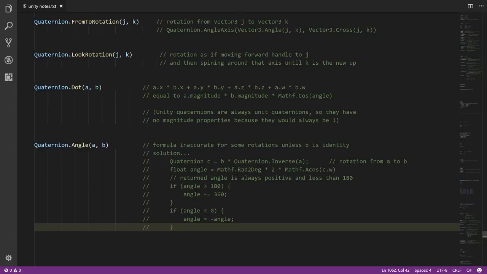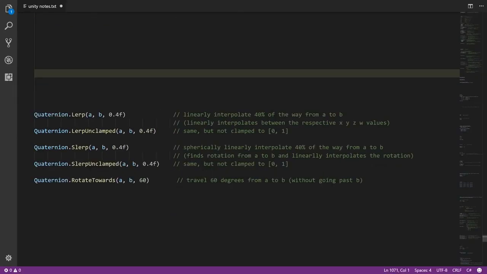So all this boils down to is really just the w of c. So this is just c dot w. And we get the arc cosine of that. And for reasons I don't understand, you multiply it by 2, and that gets you a value which is in radians, but we want degrees, so we multiply it by the constant rad to degrees. That gets us the equivalent in degrees.